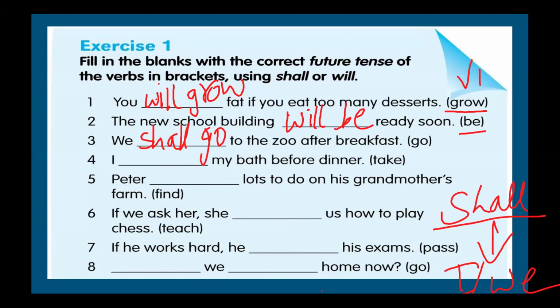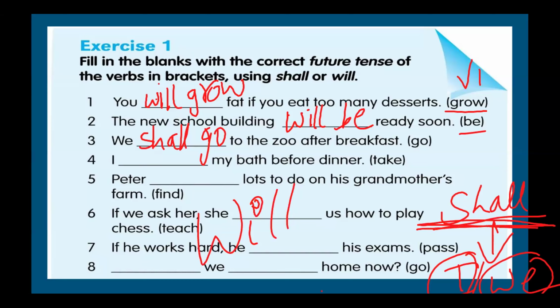Okay, shall you can use only with I and we. But what can you do here? As I told you, will you can use with all the pronouns, but shall, this specific helping verb, you will use only with I and we.